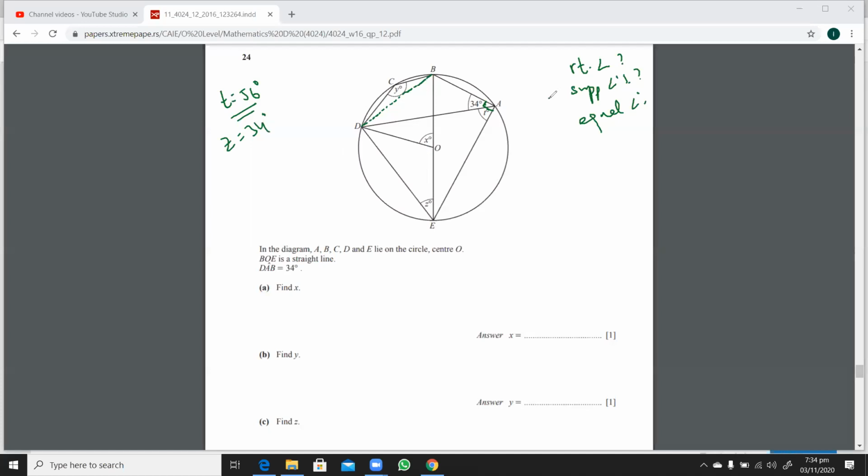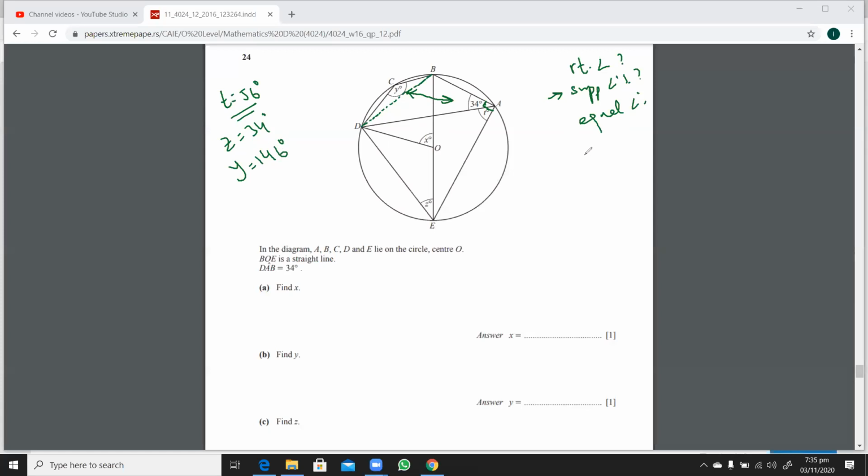Then look at the supplementary angles. We have supplementary angles in circles if we have quadrilaterals. So we have quite a few quadrilaterals here. Look at this, ABCD is a cyclic quadrilateral. So you can find this Y through its opposite angle, 34. They are going to add up to 180. So this angle Y is going to be 146 degrees.